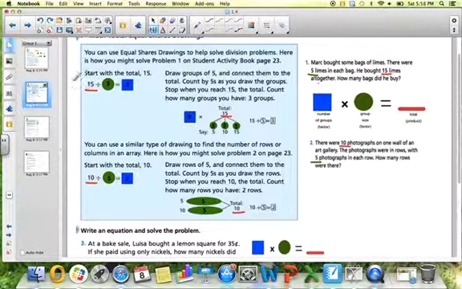The problem that was written on the other page was 15 divided by 5 equals 3. That's the division problem that solves this word problem. So we can also draw groups of 5 and connect them to the total.